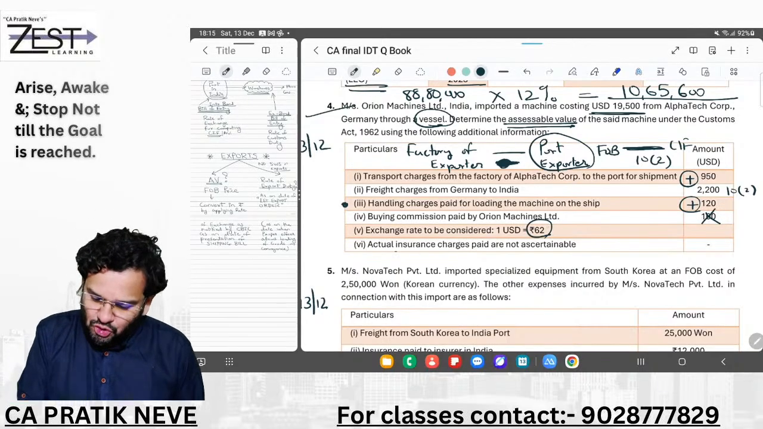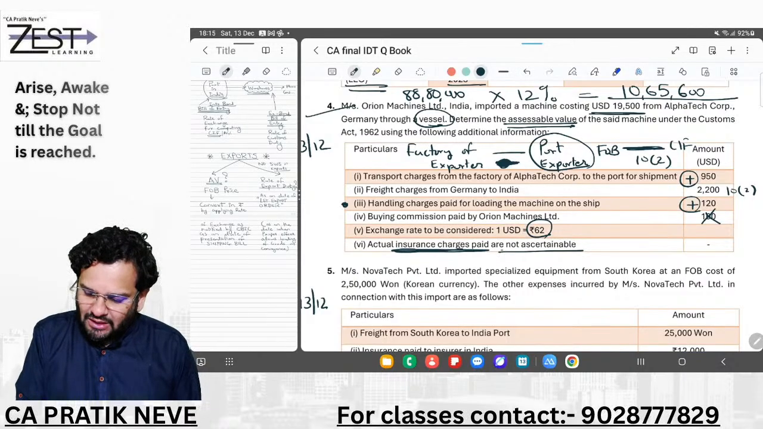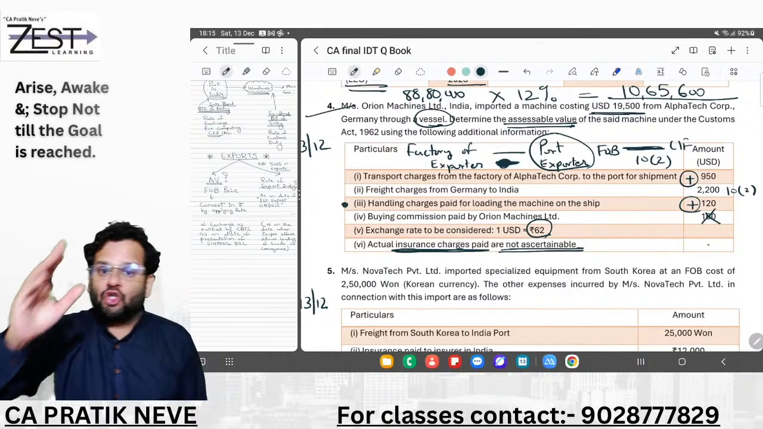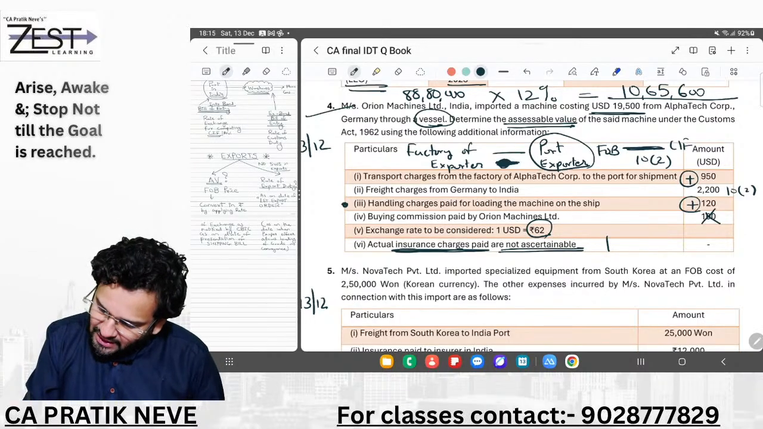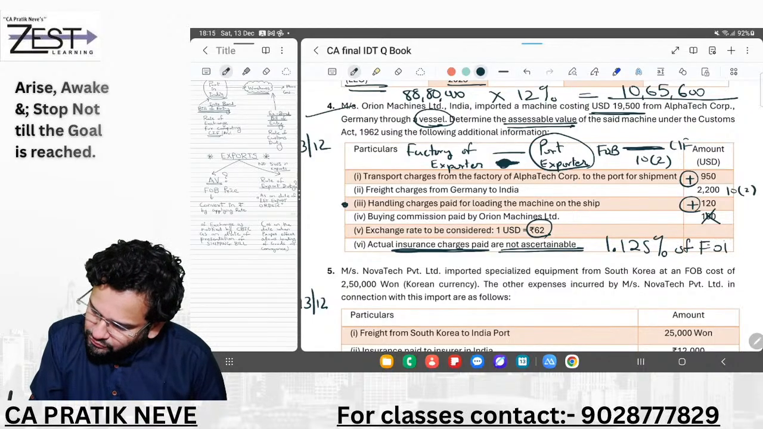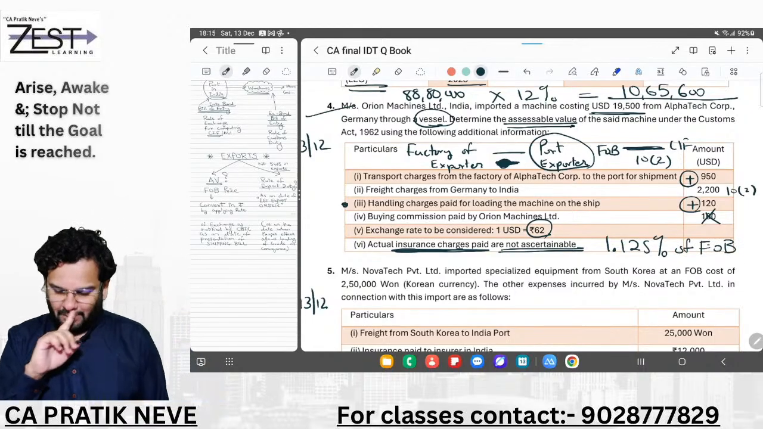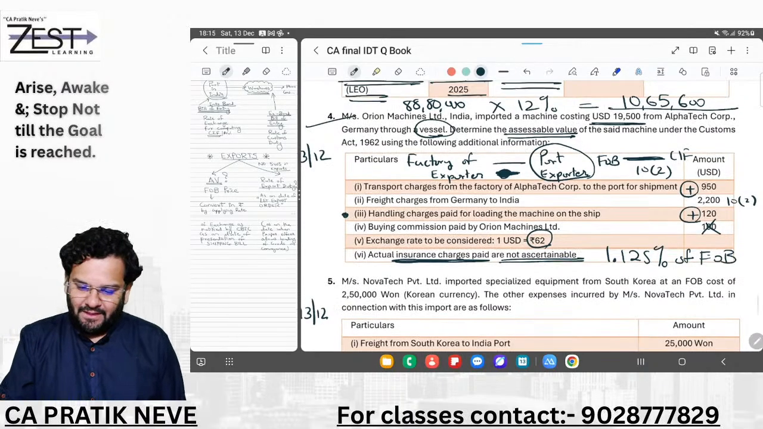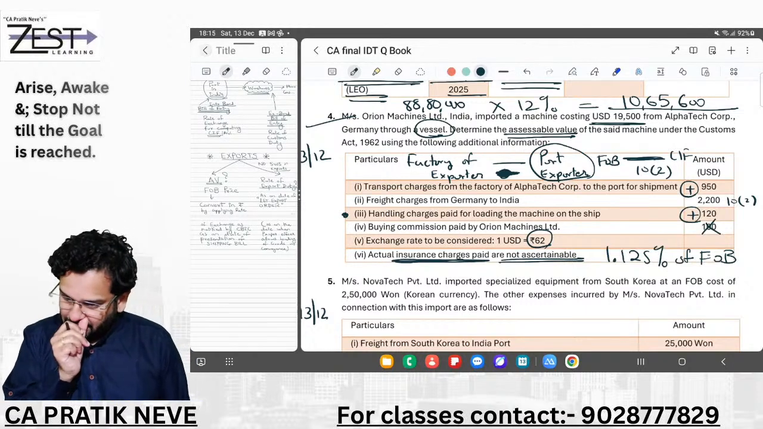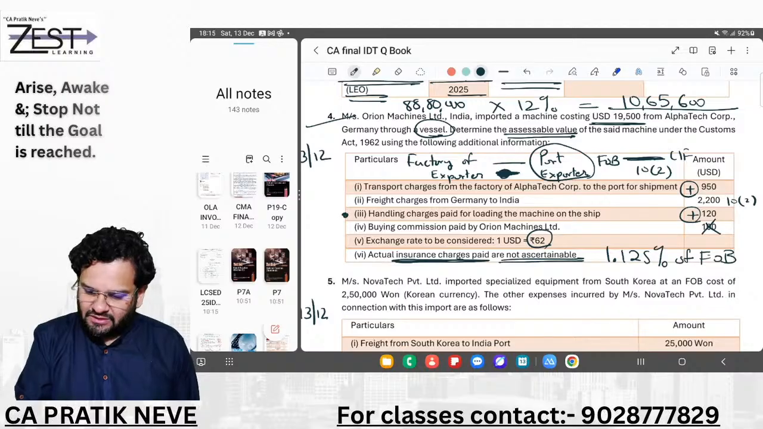And actual insurance charges paid are not ascertainable. So friends, when insurance charges are not given, you should take 1.125% of FOB. Make sense? Yes, sir. So take on your calculator 19,500 plus 950 plus 120.